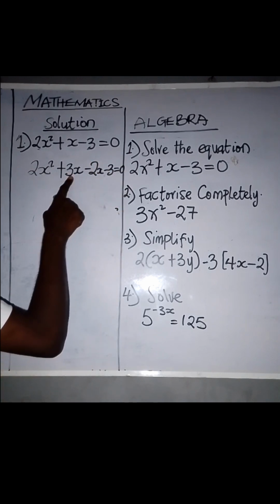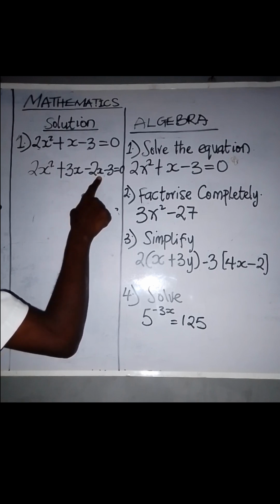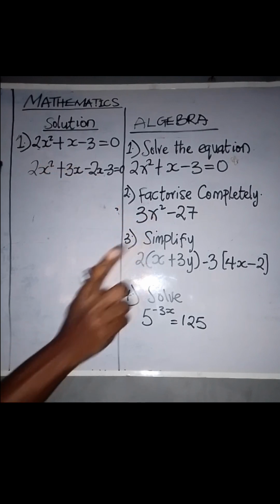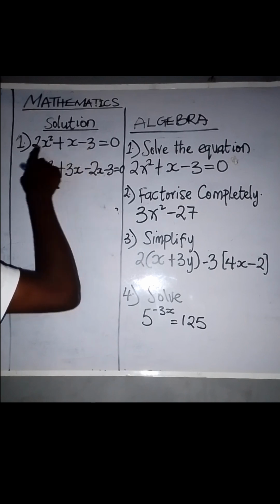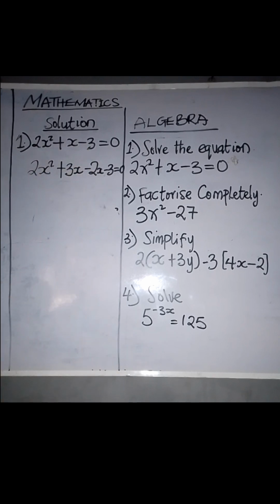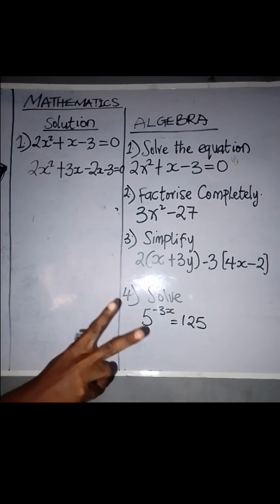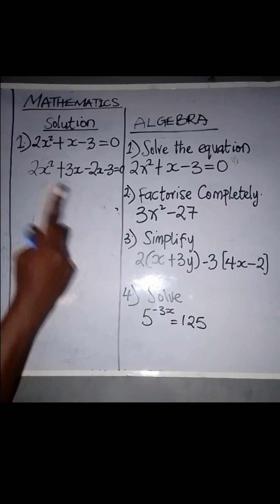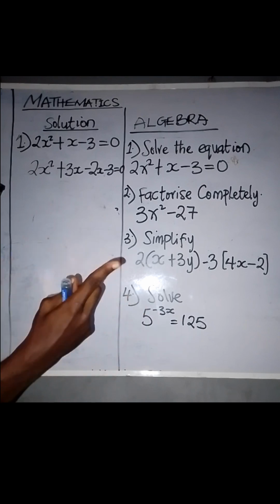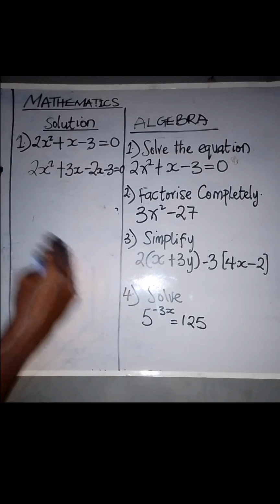This 2x, this 3x, this 3x and this 2x, I got it from the product of 2 and 3, which gave me 6. Then the factors of 6 are 2 and 3. So now, having picked those 2 factors, 3 and 2, that means I'll have plus 3, plus 2, minus 3 and minus 2.